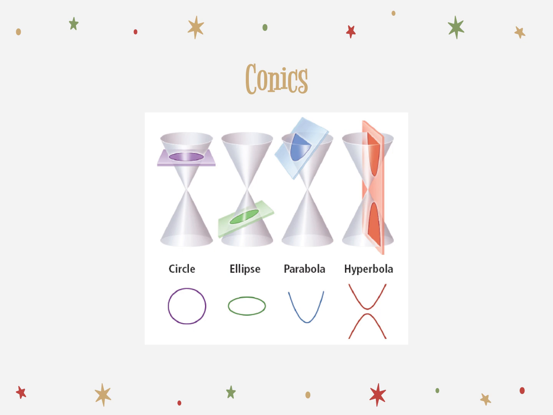Now, this first one, you see that if it's directly parallel to that plane, you get a circle. If it's slightly angled, you get this oblong shape, this ellipse. And then next you get a parabola, and then if it goes through both cones, then you get a hyperbola. But for the sake of this class, we're only going to be doing circles and parabolas, right? And this section is just on parabolas.